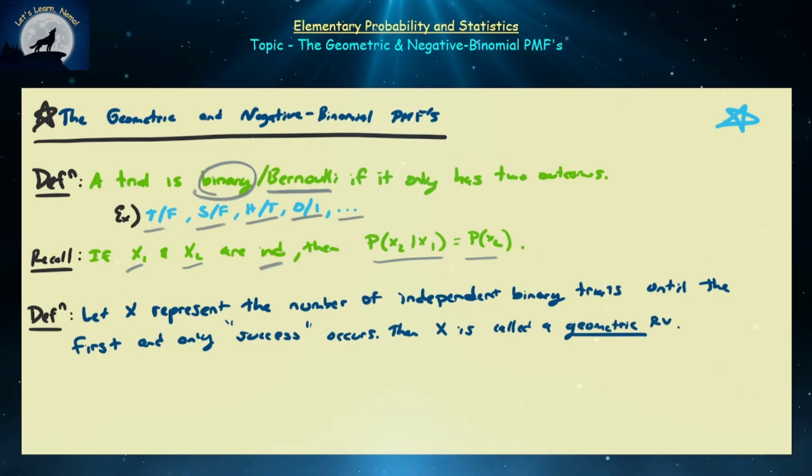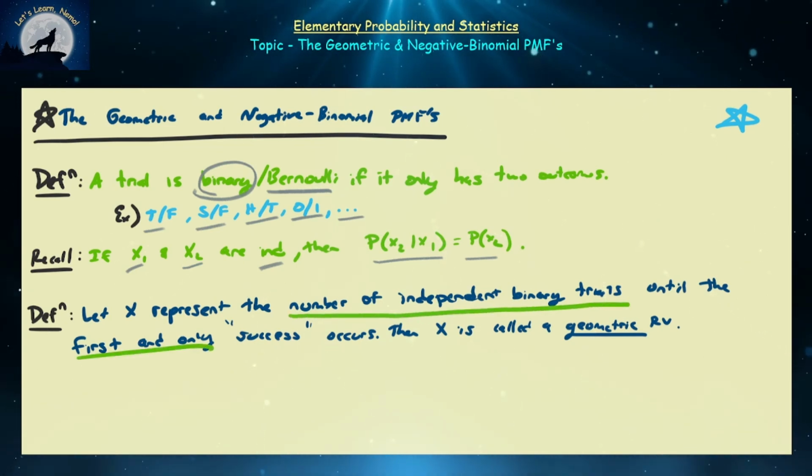So now let's introduce the geometric random variable. What X is going to represent here is the number of independent binary trials until the first and only success occurs. If X represents something that is pretty much parallel or equal to this type of structure, then X is called a geometric random variable. Before we get into the actual real-world applications of geometric distributions, I just want to go over a couple basic theoretical things that we definitely need to know to solve problems with this structure.